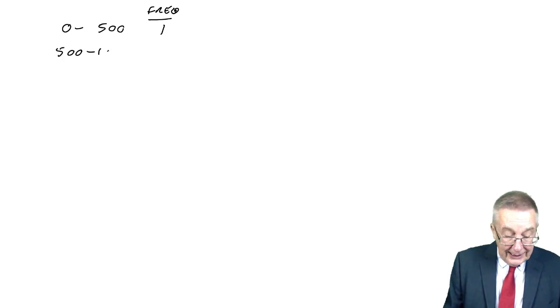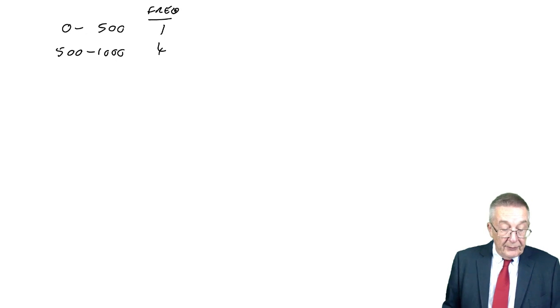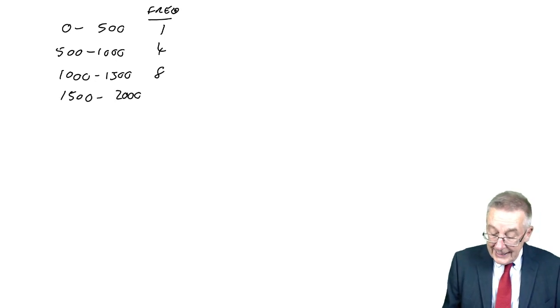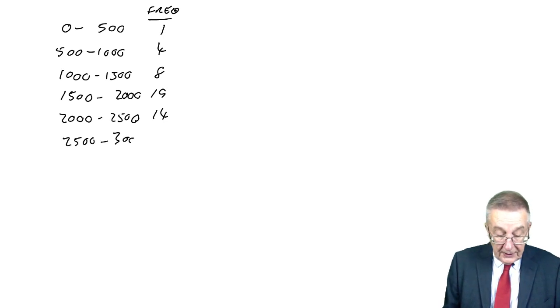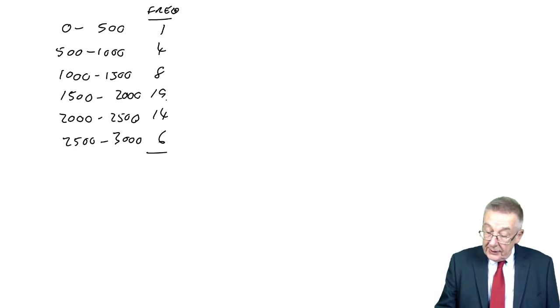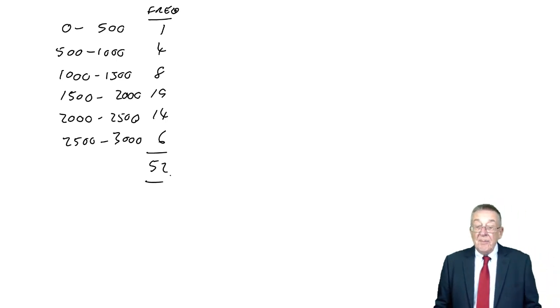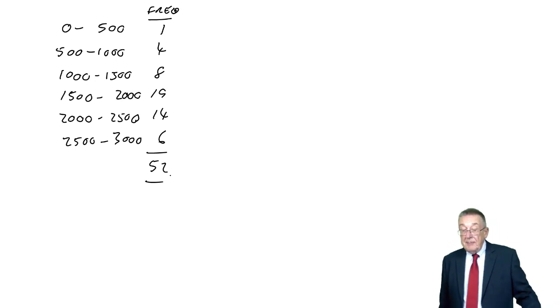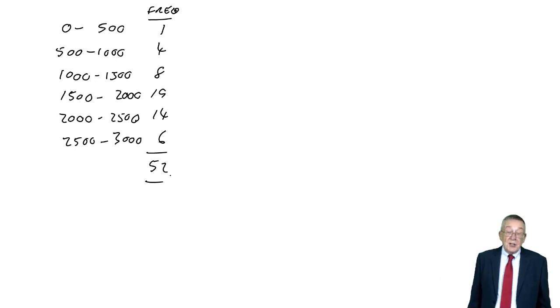500 to 1,000, that's how much we paid in 4 of the weeks. 1,000 to 1,500, 8. 1,500 to 2,000, 19. 2,000 to 2,500, 14. And 2,500 to 3,000, 6. So again, we've looked at 5, 13, 32, 52 weeks, and there's the total paid. You know, in 1 week we paid between 0 and 500, in 4 weeks we paid 500 to 1,000, and so on.